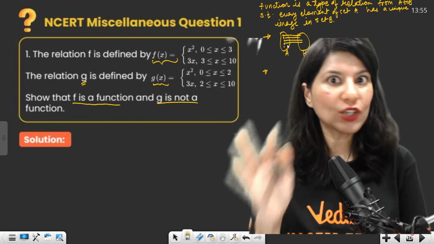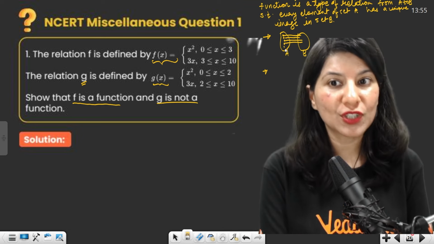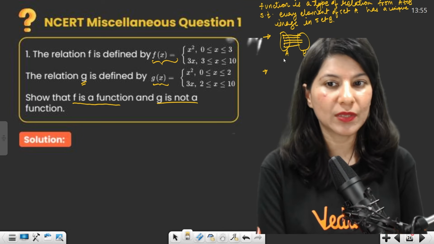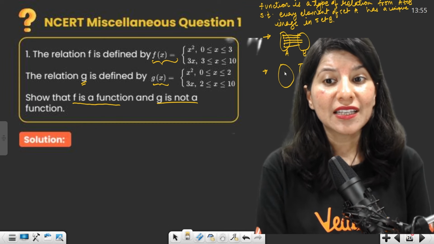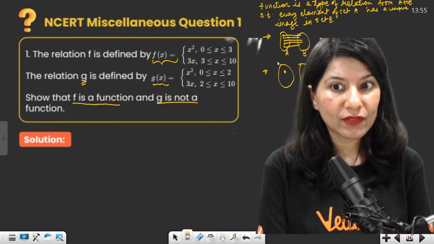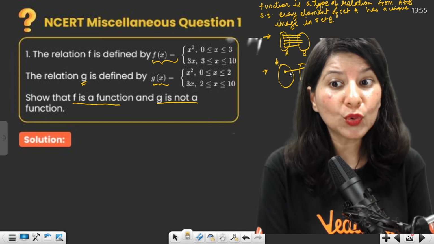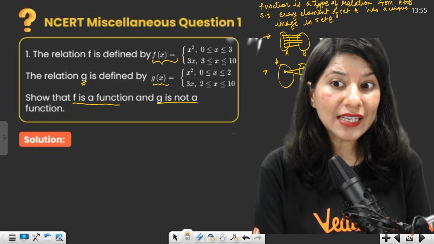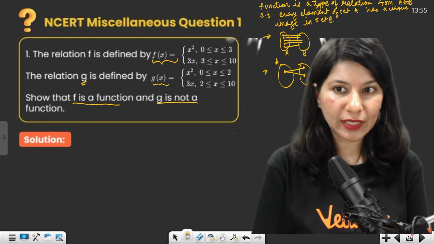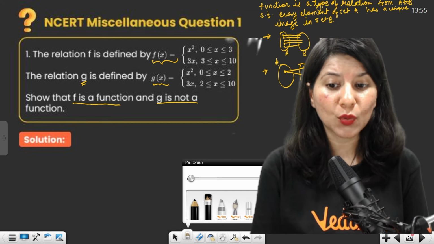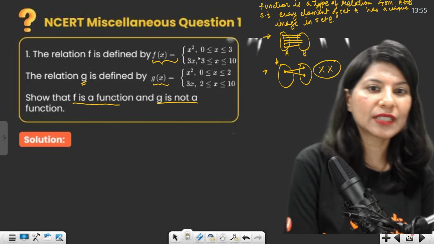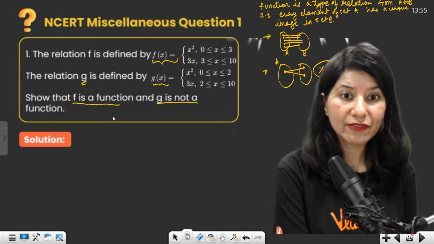So if one is left out, it is not a function. So this should also have an image inside B. Second is, it should have a unique image. What does that mean? That a single element which is available in set A cannot have two different images. One element cannot have two different images. If this is the case, this is not a function. A big no.